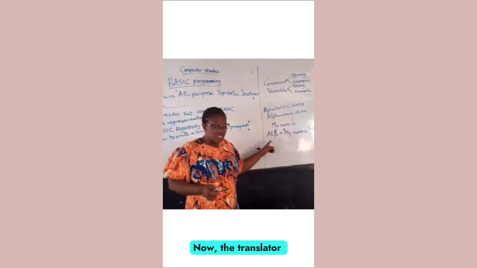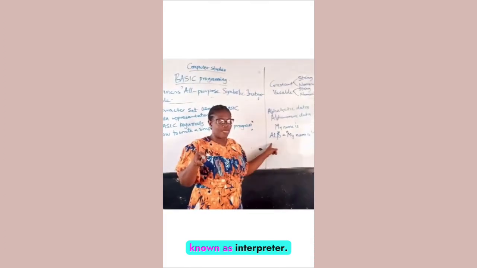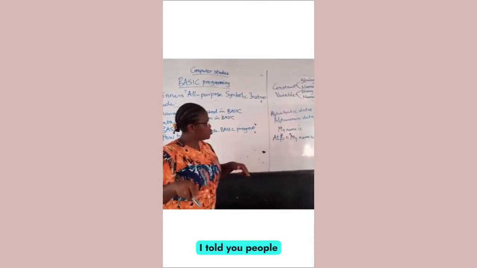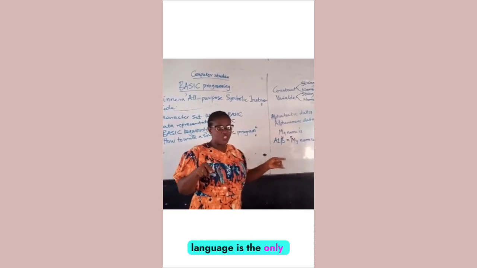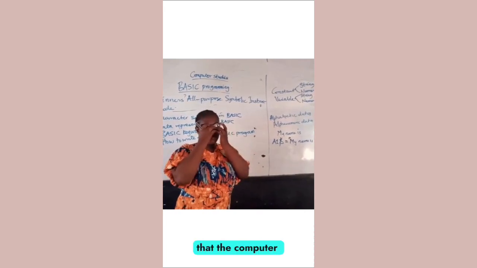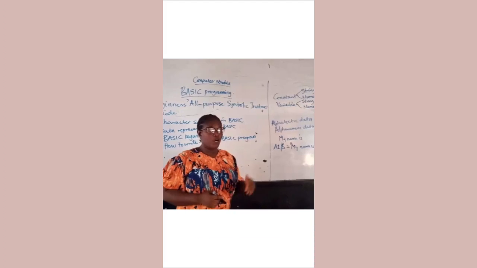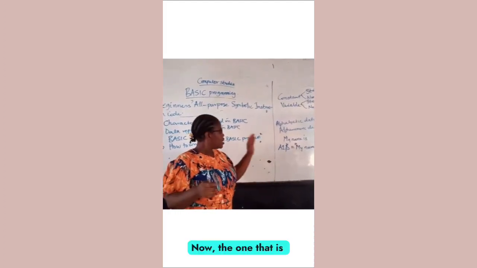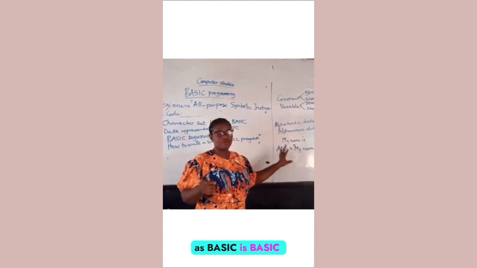Now, the translator used by BASIC is known as an interpreter. In the previous class, I told you that machine language is the only language that the computer understands. That's the only language the computer can run without any modification. But the other two classes of programming language need a translator. The one meant for a high-level programming language such as BASIC is the BASIC interpreter.